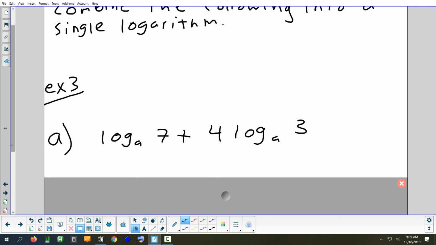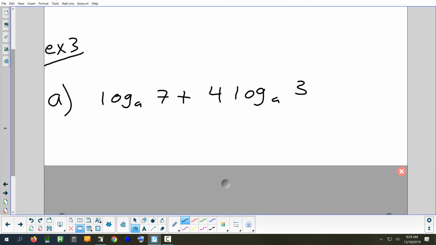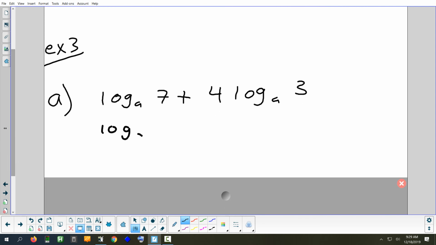So anyone think they could tell me what the first thing you would do here is? And if you get stuck, think about what the last thing you would have done to get that answer would have been, and reverse that. Yeah? Put the 4 back as an exponent. Yep. So log base a 7 plus log base a of 3 to the 4th.